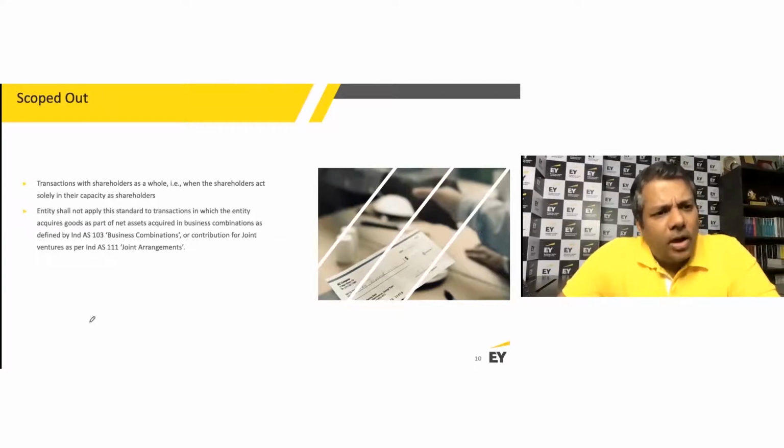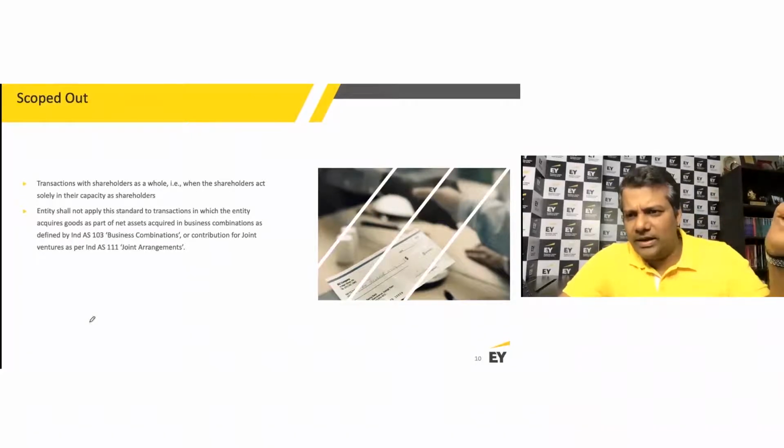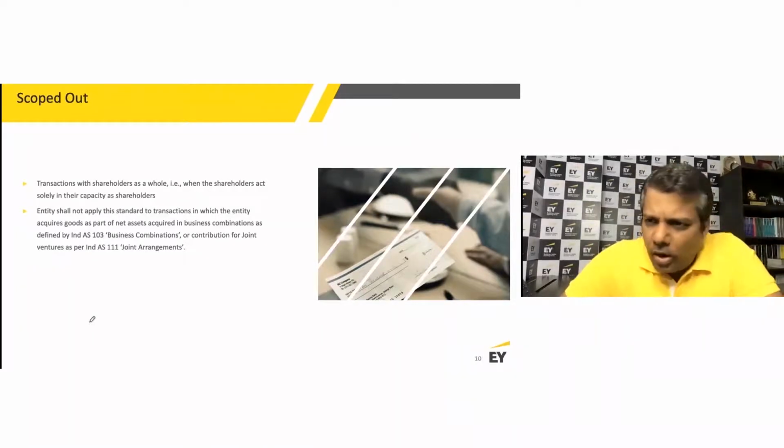You shall not apply the standard to a transaction in which the entity acquires goods as part of a business combination, right? If there's a business combination involved, then you apply Ind AS 103, and we will talk about Ind AS 103 in great detail, so that you have full appreciation of Ind AS 103 as well. But if something is being issued as a result of a business combination, then you will account for that under Ind AS 103 and not under Ind AS 102, right?